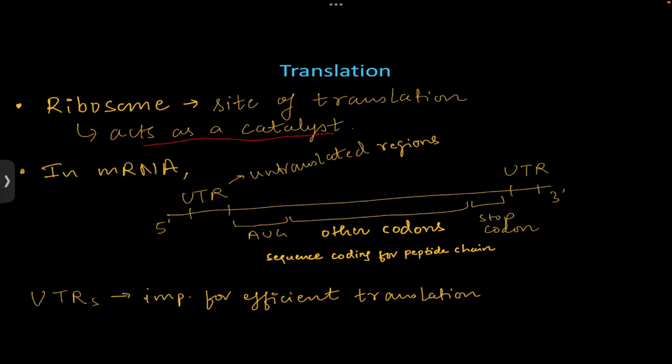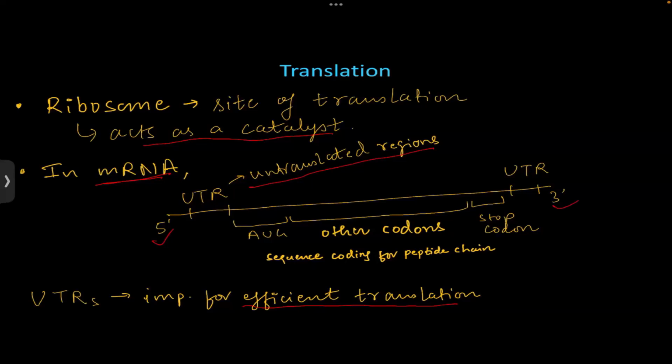Now, in the mRNA structure, we know at the 5' end there is a cap, and at the 3' end there is a poly A tail. But other than that, there are also some regions that you may be hearing about for the first time, called untranslated regions, or UTRs. So there is a UTR at the 5' end and a UTR at the 3' end. And these UTRs are not translated, obviously, hence the name untranslated. Why are UTRs important? They are important to make the translation process efficient.